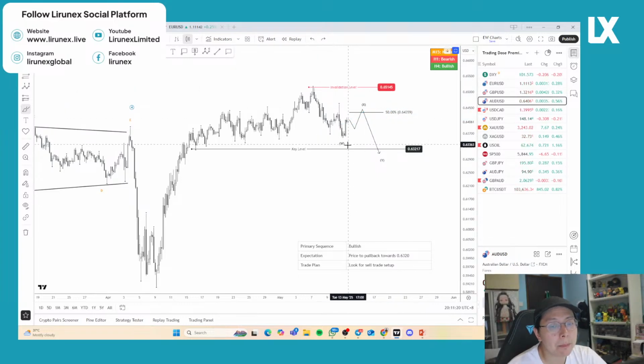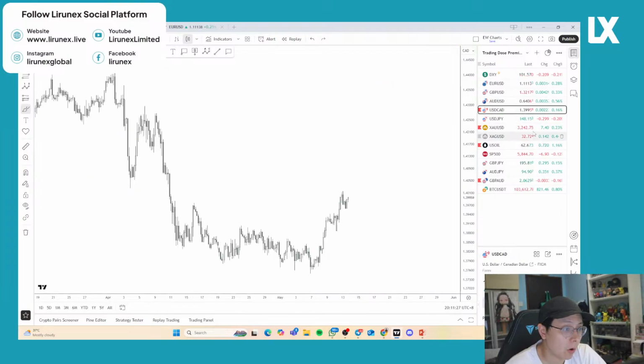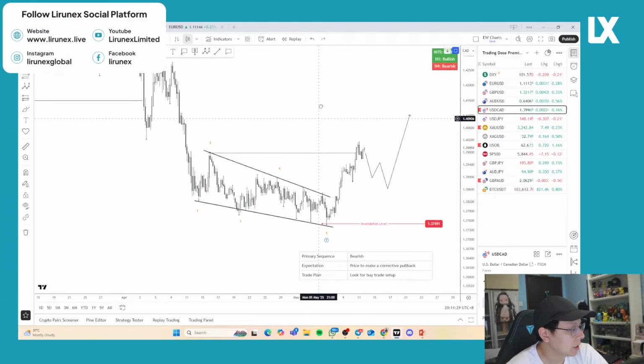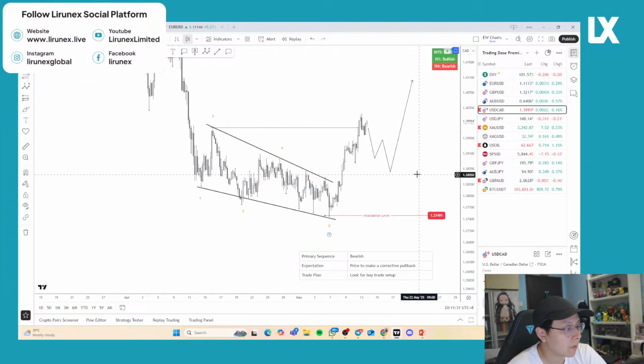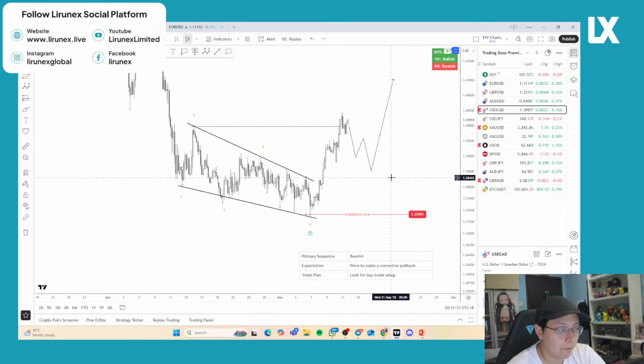That would open up a short-term sell opportunity to the downside. All right, so that's on Aussie. Dollar Canadian, this one here, as of now, the structure is pretty obvious. Okay, we had this diagonal, we had the market break through the diagonal, and it's potentially also testing the top of the diagonal here.